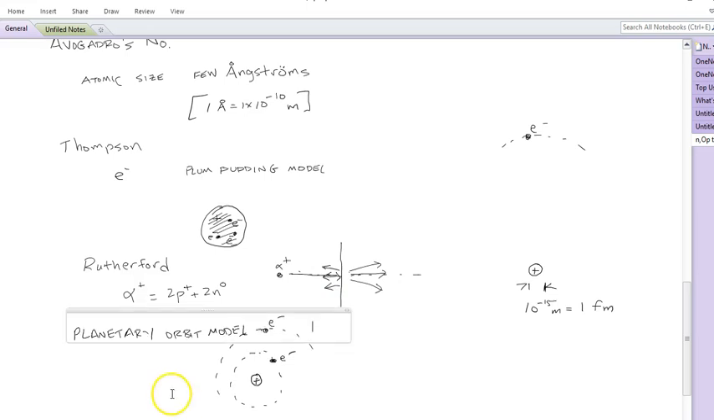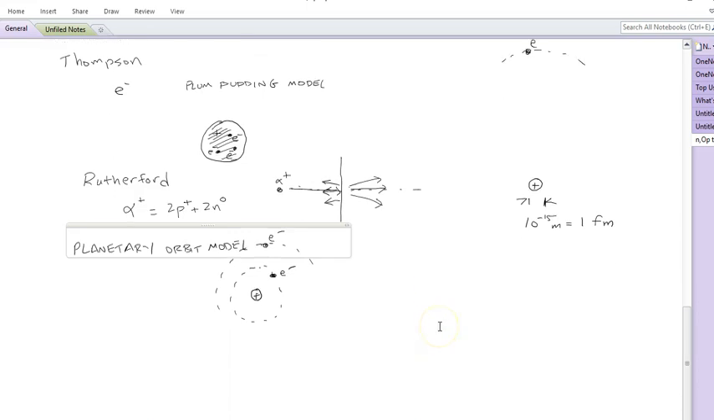However, there is a problem with this planetary orbit model that people soon realized, and that's when you try to explain how atoms emit light. For a while, people were able to excite atoms electrically, and the atoms would then give off light in a gas. Neon signs use that all the time.